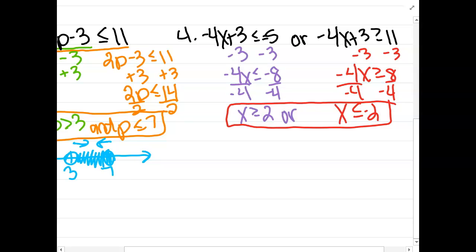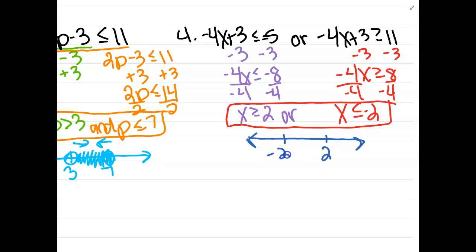There's your answer. Remember, an or inequality, Central or Tyler, all of Central works, all of Tyler works. So for this one, any number, and make sure you put them in the right order, right? So positive 2's over here, negative 2's over here. So any number greater than or equal to 2 works, or any number less than or equal to negative 2 would also work.